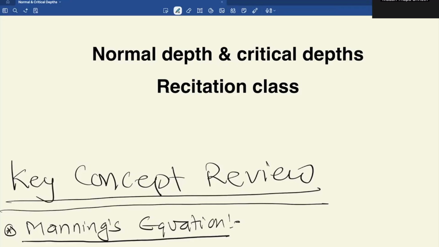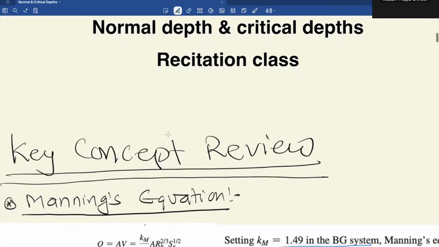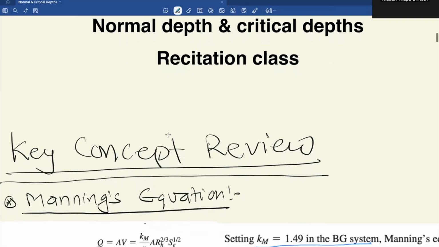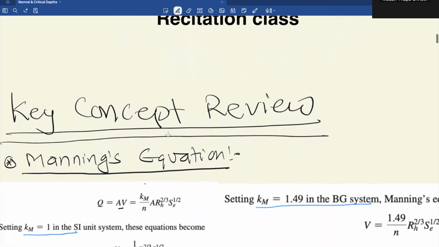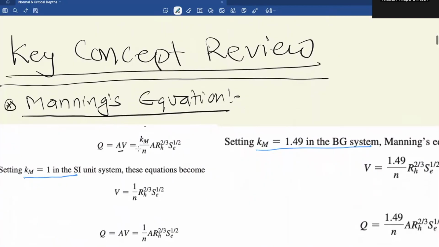So let's review some of the concepts. One of the important concepts is the Manning equation for uniform flow. Here we can see Q is equal to Km by n, times area, times hydraulic radius, which is A by P, and this is slope S_e, the channel bottom slope.